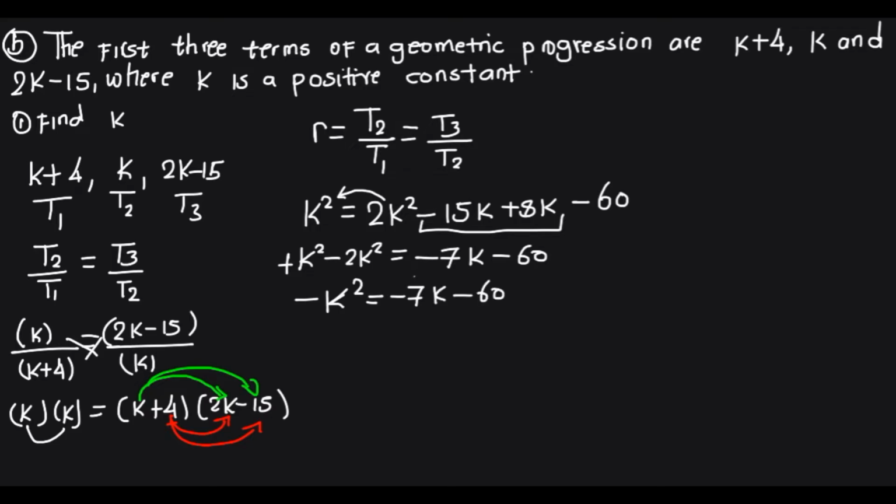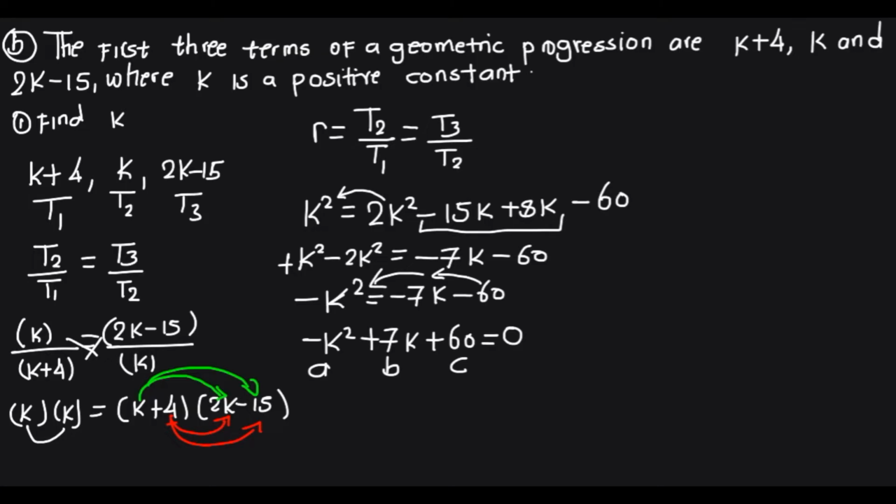Now let's collect these terms to one side. So we can see that we have formed the quadratic equation. So this is our negative k squared plus 7k plus 60 is equal to 0. So here we have a, b, c. Now we have two options, three options.